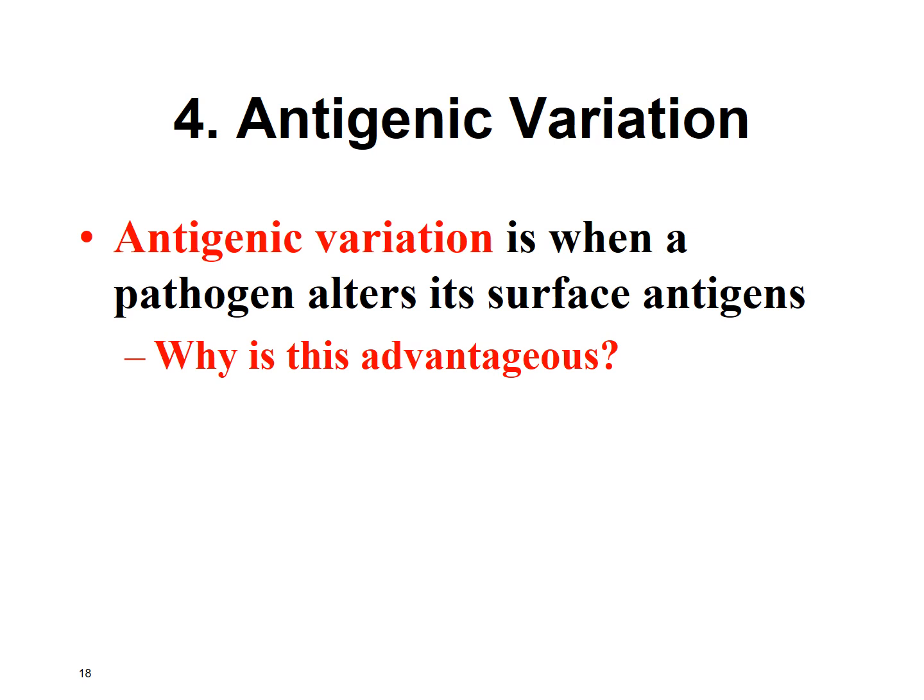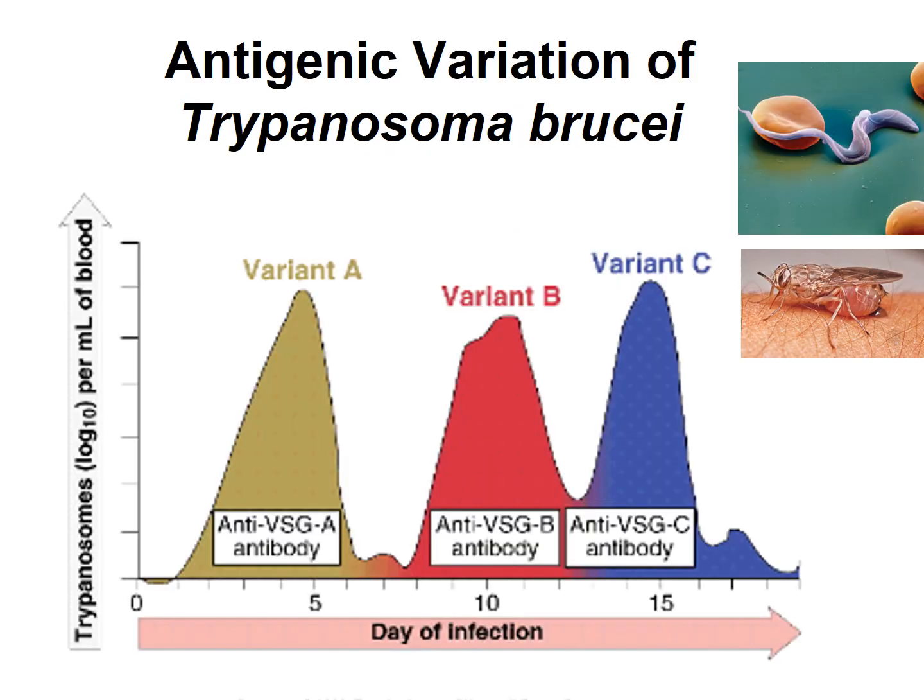Another way that microorganisms will avoid the immune system is that some of them can do antigenic variation. So let's take a look at this on the next picture. An example of antigenic variation is done by a protozoan called Trypanosoma brucei. This causes African sleeping sickness.